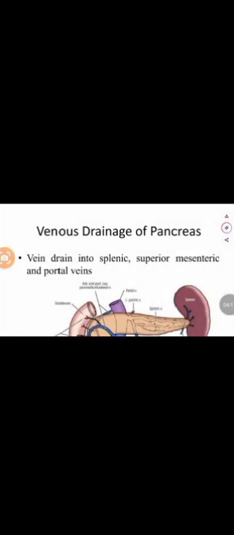Venous drainage of the pancreas. Veins drain into the splenic, superior mesenteric and portal vein. Lymphatic drainage: periarterial network that drains into the five nodal groups: superior nodes, anterior nodes, inferior nodes, posterior nodes and splenic nodes. So, pancreas is both an exocrine and endocrine gland.